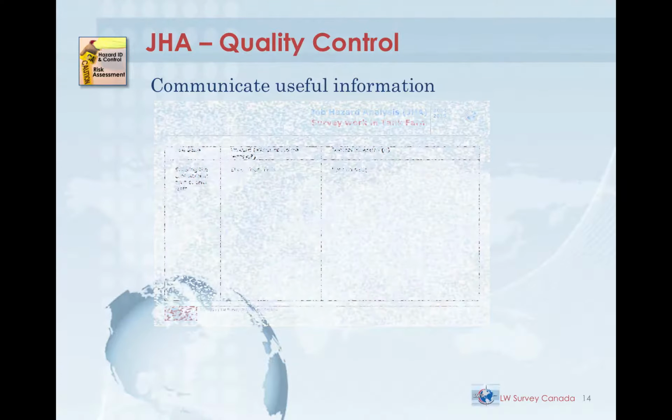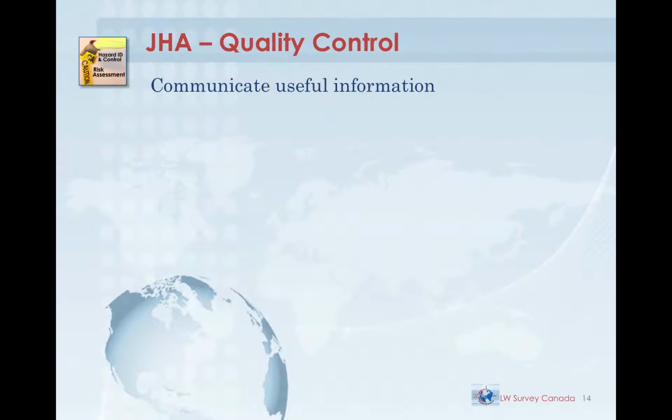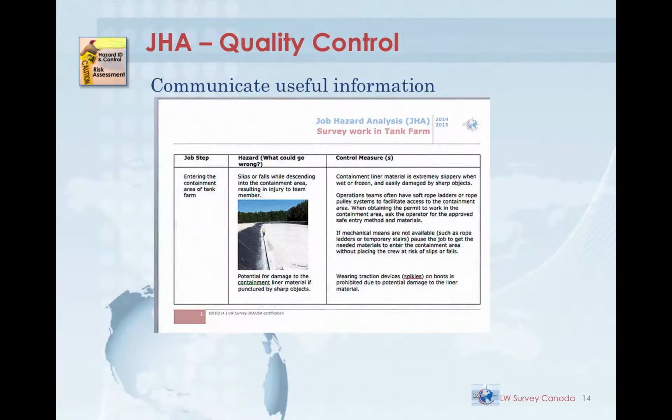Slips and falls have resulted from team members entering a tank farm containment area with sloped sides. So what did we learn? Most operations teams have devices we can use to lower ourselves into the tank farm, preventing injuries and protecting the liner itself. This JHA is an example of communicating those measures.